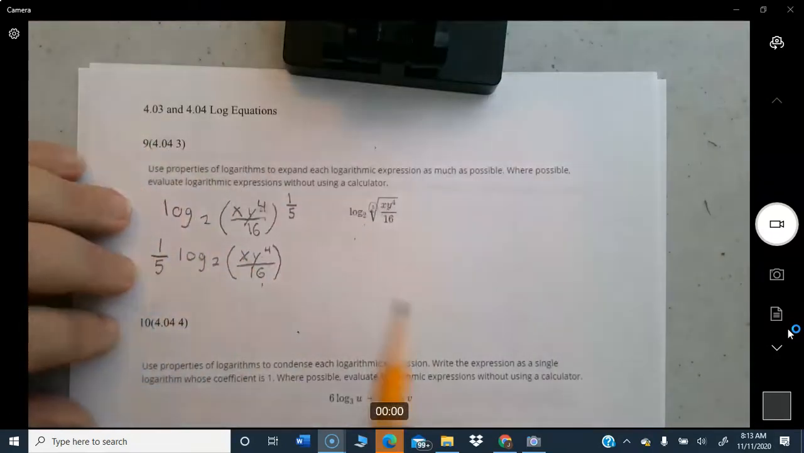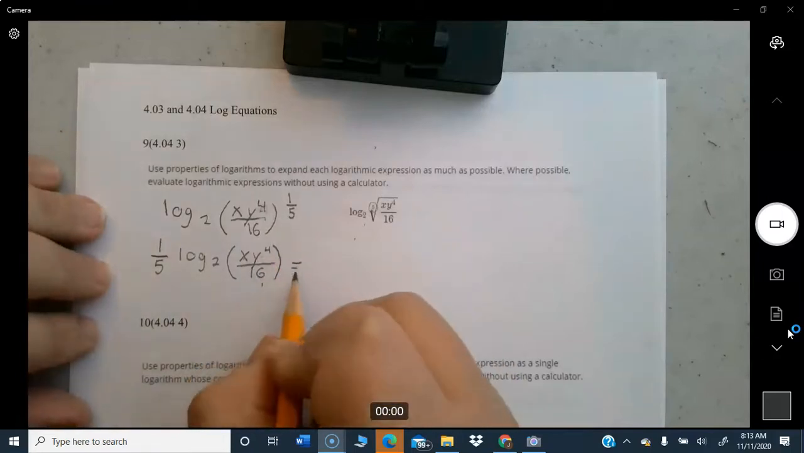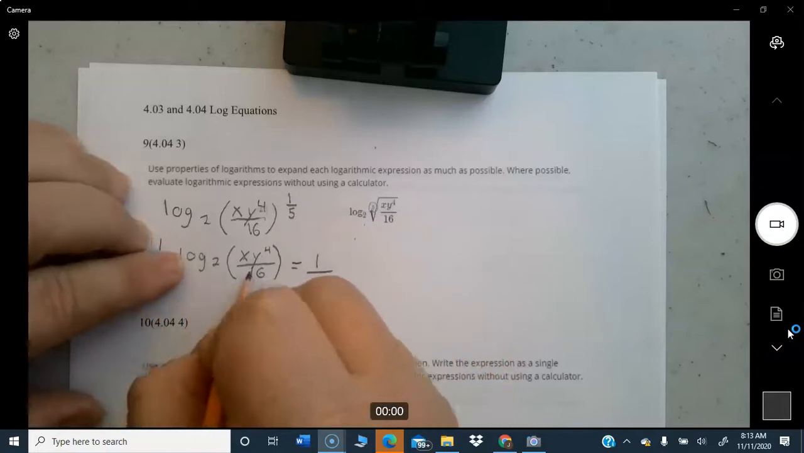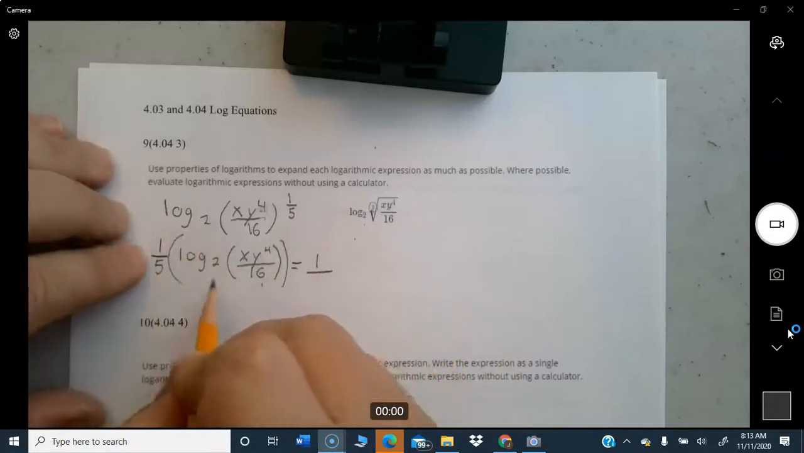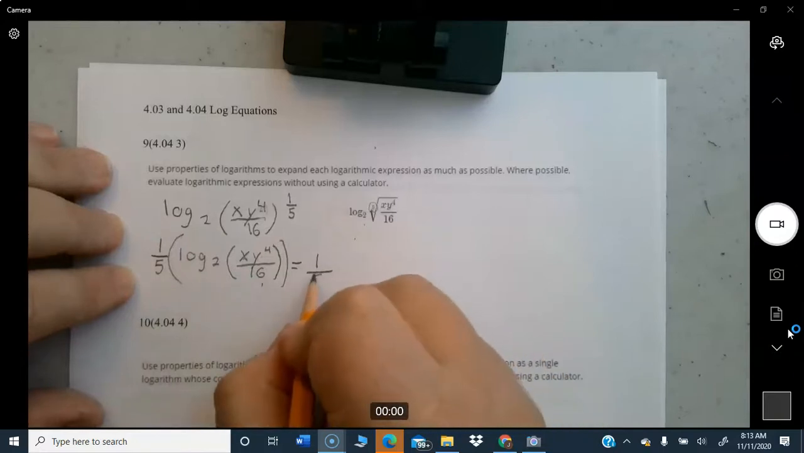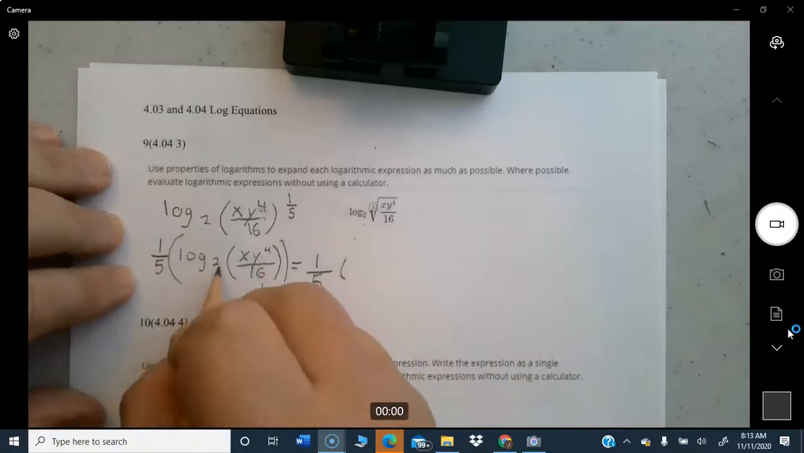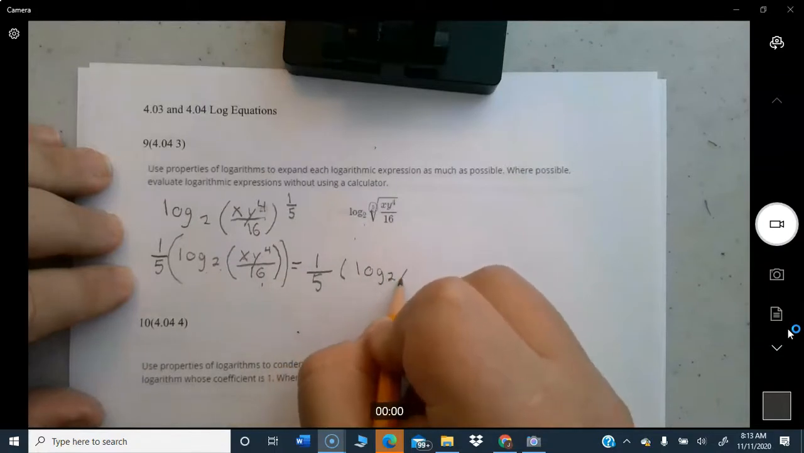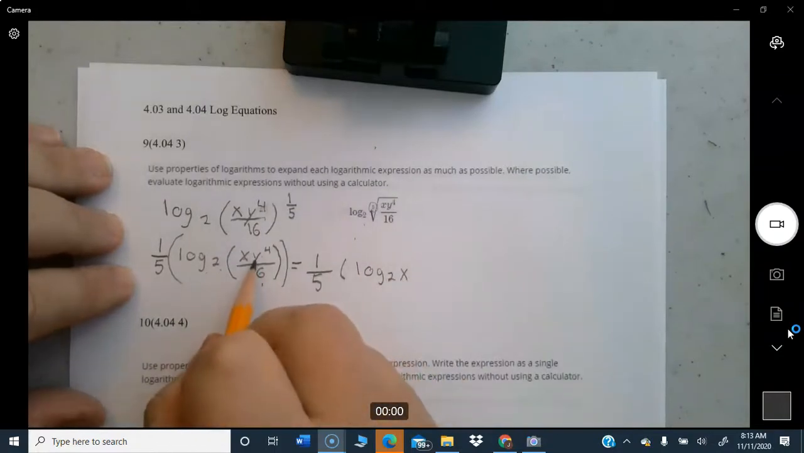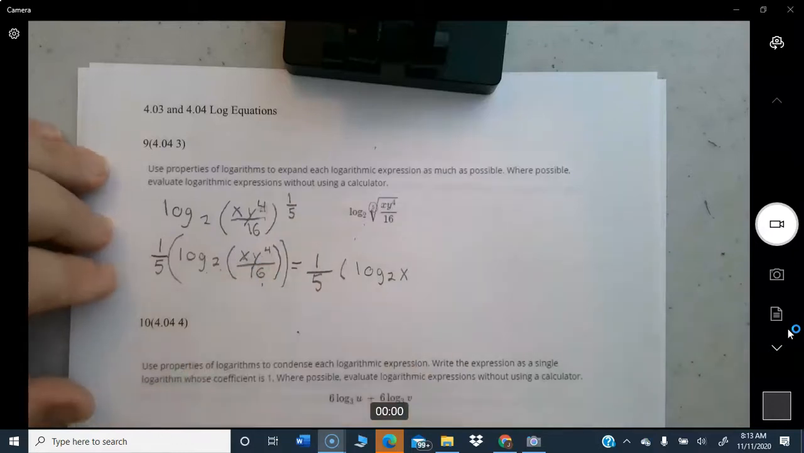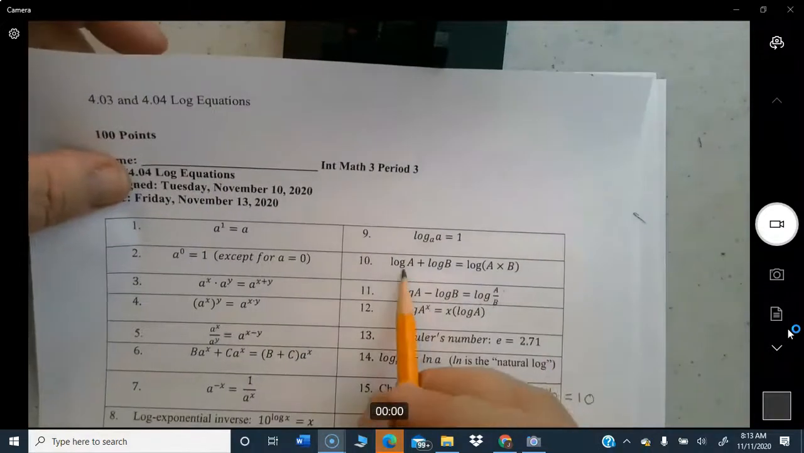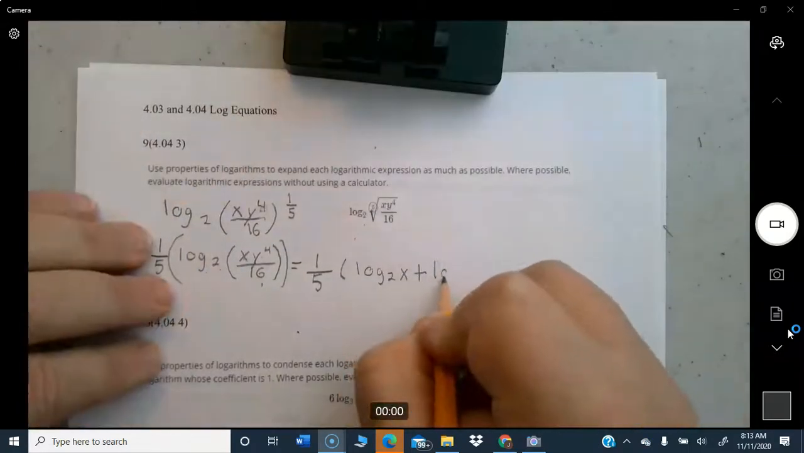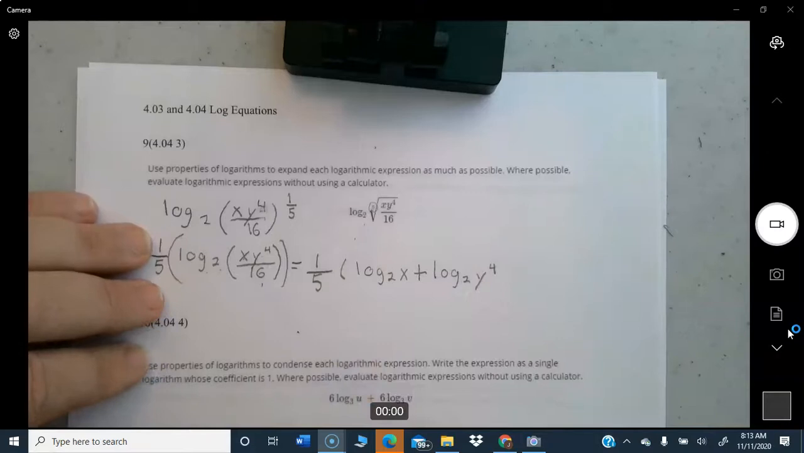So let's see how that's going to work. That means we're going to keep the 1/5 outside of the parentheses, and we're going to do this whole thing inside of a parentheses. Okay, so it's 1/5 times log base 2 of x plus log base 2 of y to the 4th. Okay, again, that's rule number 10. We're just splitting them out and putting a plus sign between them. Okay, so we've done that.